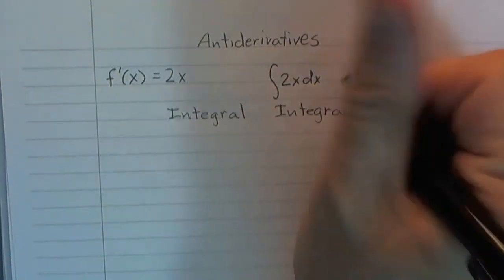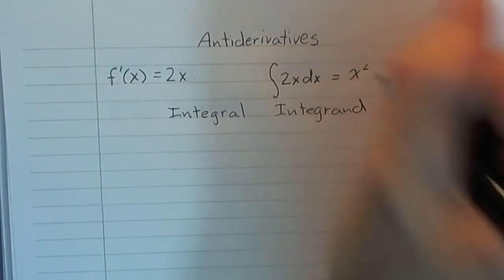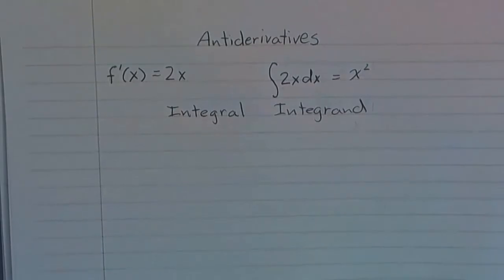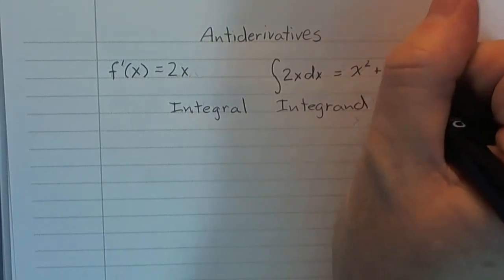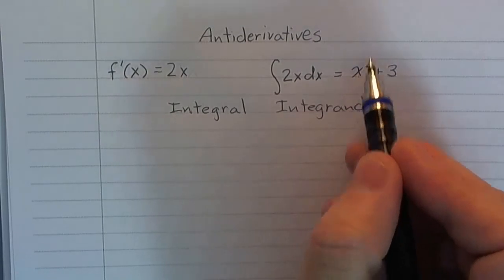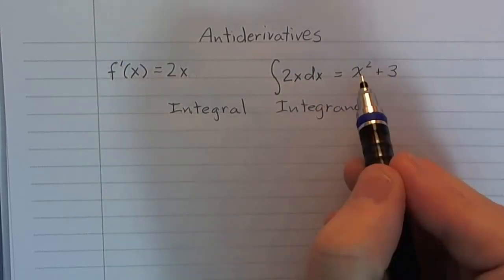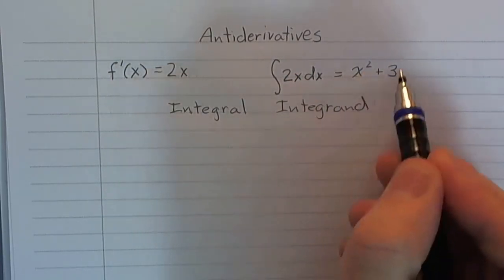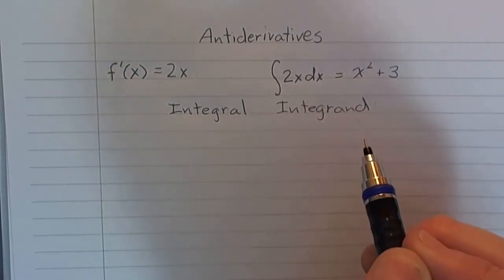So here's what we do. We say, well, what did I differentiate to get 2x? Well, if you think about it a minute, you'll see x squared. That's what I differentiated to get 2x. But if you think about it a little more, you say, well, maybe I differentiated x squared plus 3. So here's the deal. Yes, x squared is an antiderivative of 2x. If you differentiate x squared, you do get 2x. But also x squared plus 3. If you differentiate that, because the derivative of a constant is 0, you get 2x also.